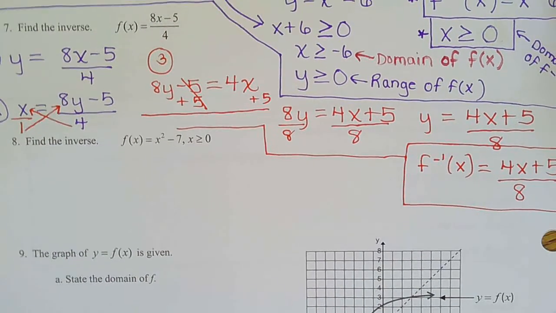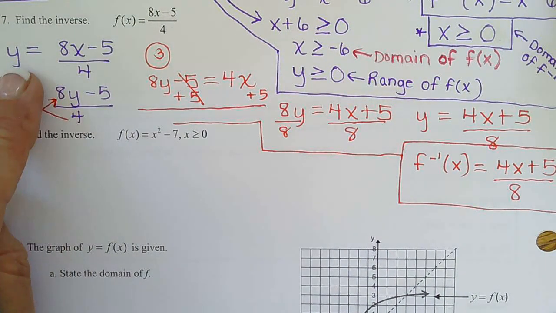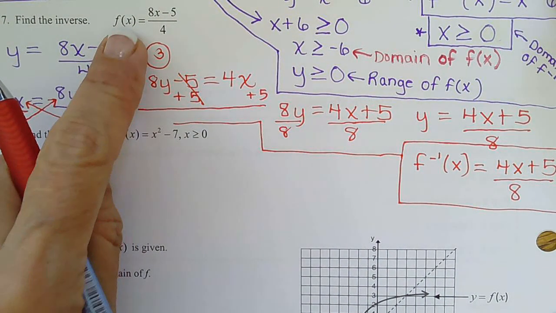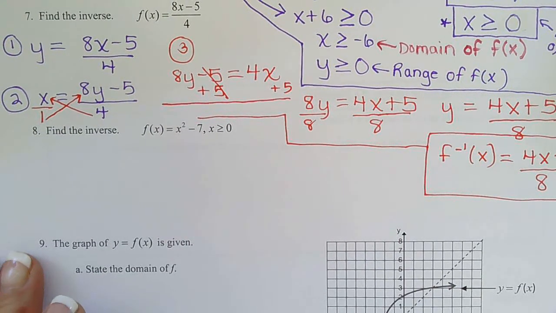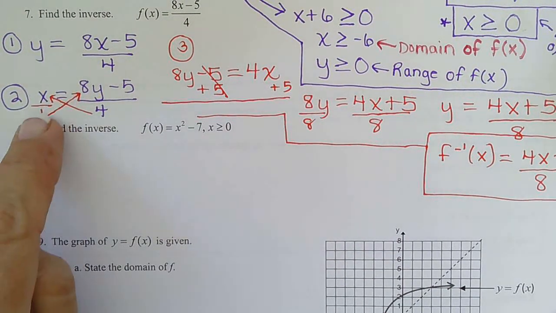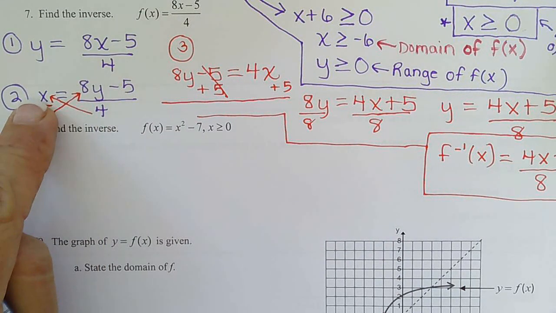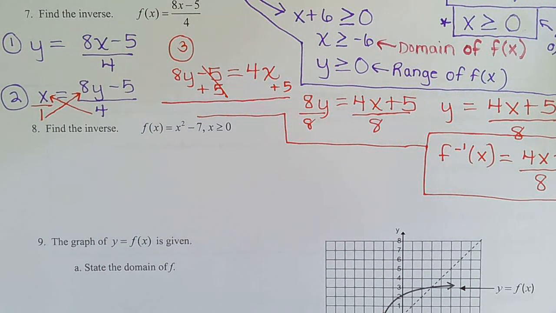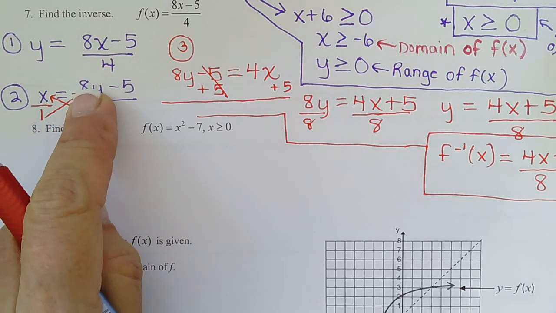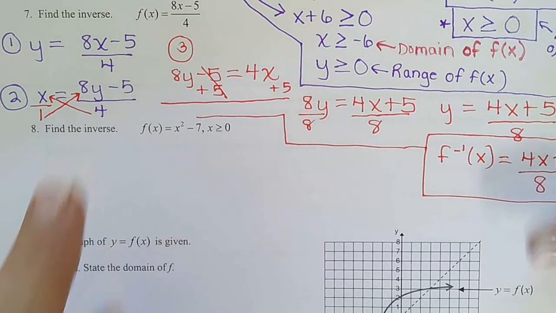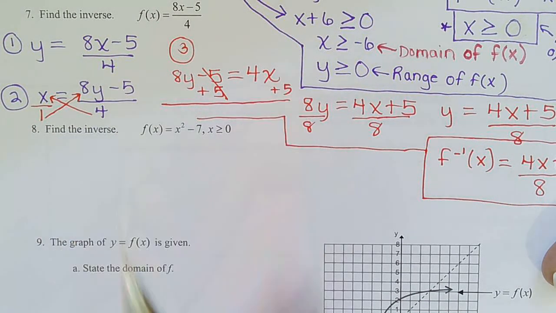Okay, so 4 easy steps. Replace f of x with y. Step 2, interchange x and y, because that's what inverse means. The x and y get interchanged, so the y became x, the x became y. Step 3, get rid of the fraction by setting your cross products equal. So 8y minus 5 from this cross product equals 4x.